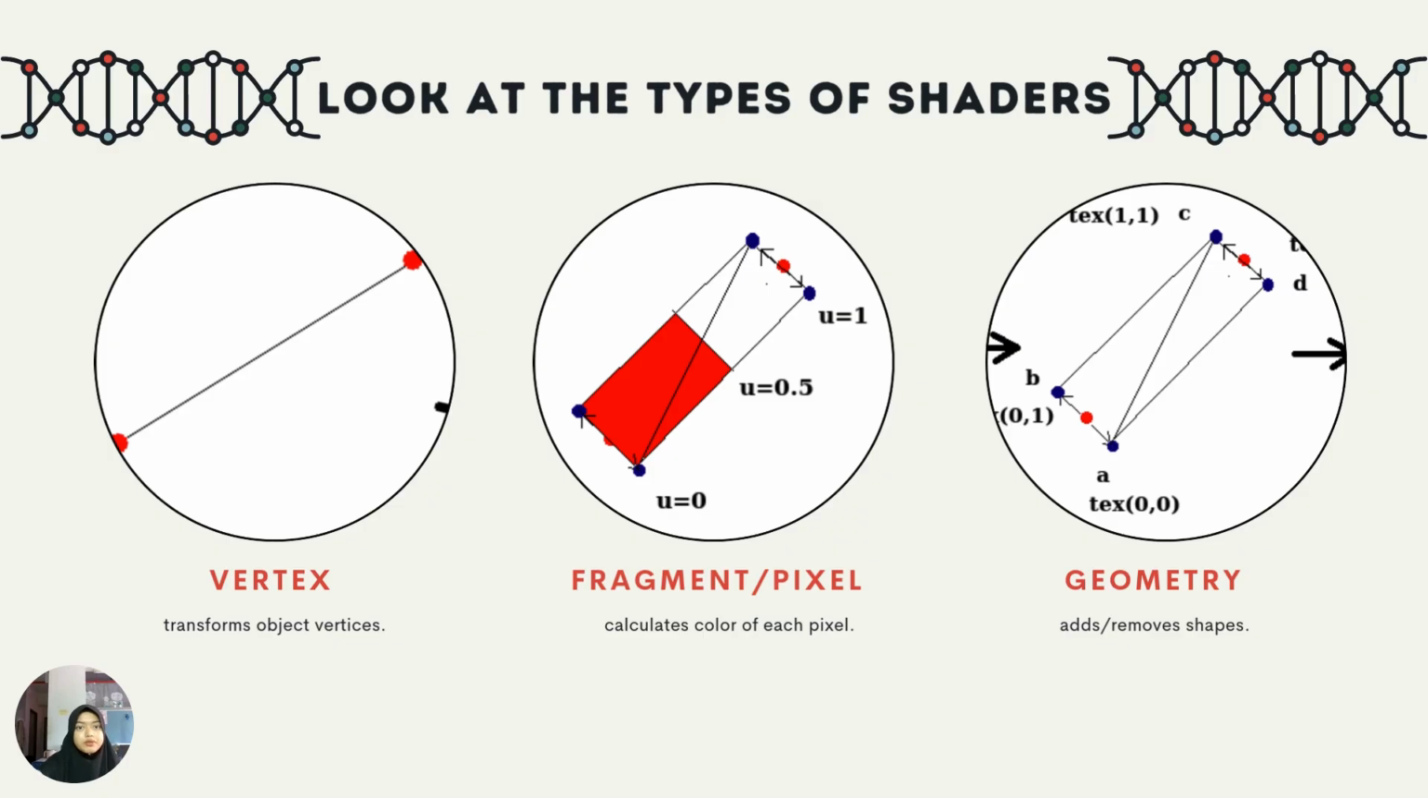So let's look at the types of shaders. We have three types. The first is vertex, to transform object vertices. Second is fragment or pixel, to calculate the color of each pixel. And last is geometry, to add or remove shapes. We also have examples in games, such as water shaders that create ripple and reflection effects, and fire or explosion shaders that generate glowing and animated visuals.